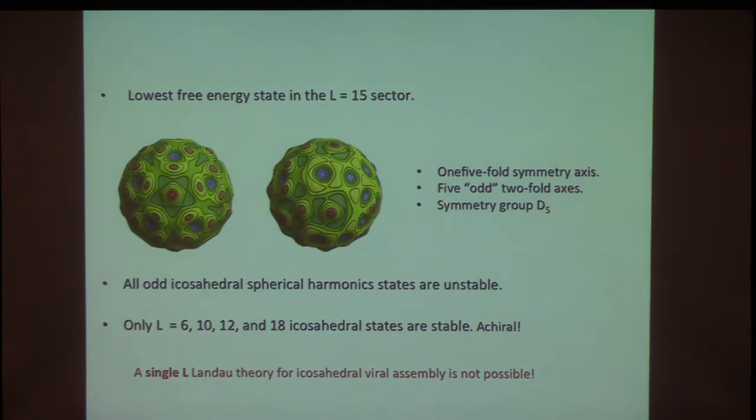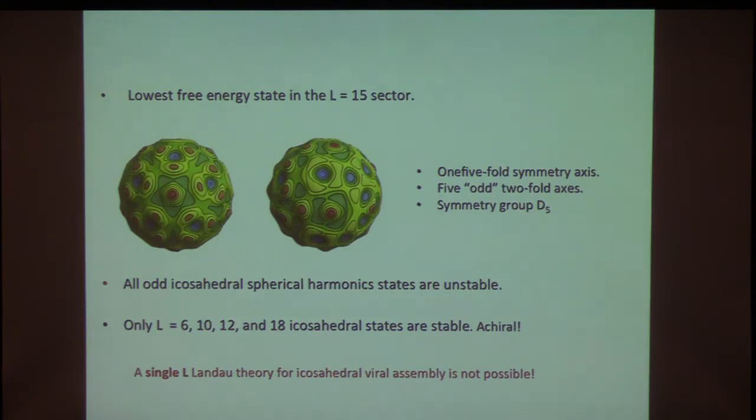Is only captured enough to have the chiral Caspar-Klug, the T=7 structure? You're talking about the T=7 structure. So yes, there are chiral icosahedral structures, and they correspond to higher spherical harmonics, not L equals 15. The Caspar-Klug structures with T=7, which are intrinsically chiral, would correspond to an odd L icosahedral spherical harmonic, but it wouldn't be stable.